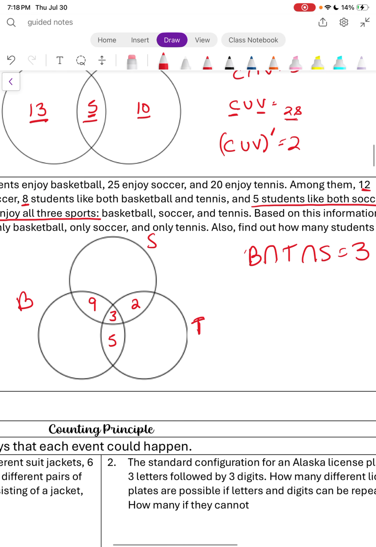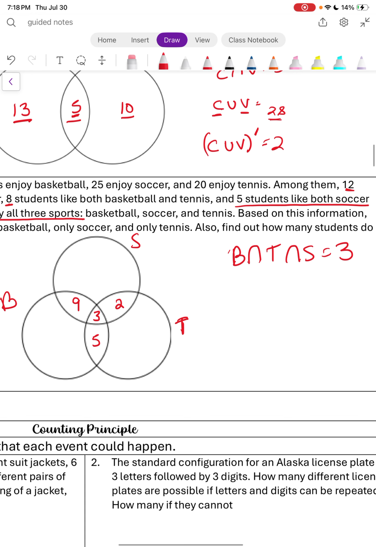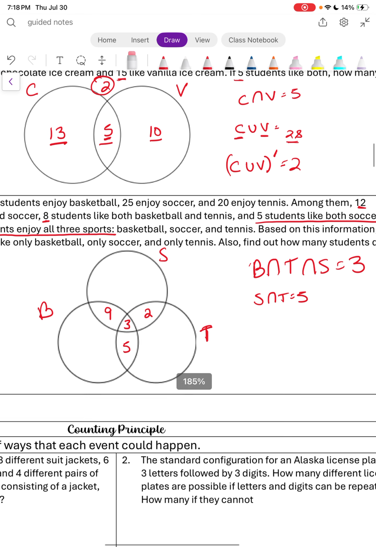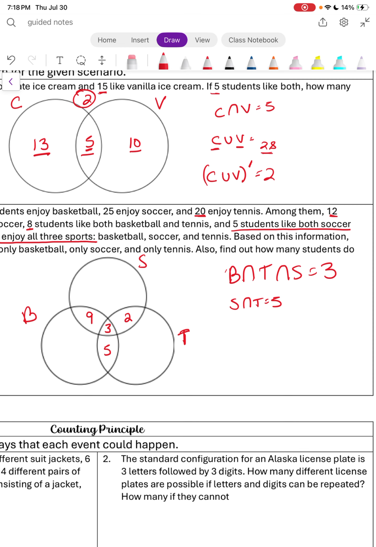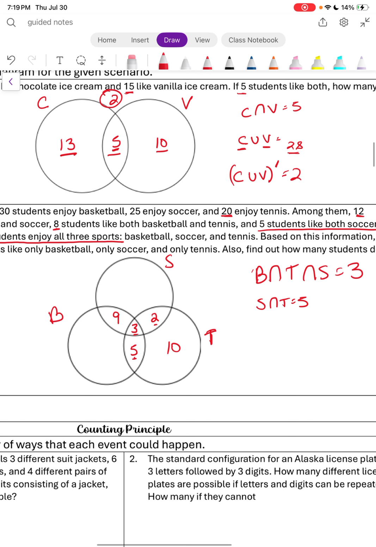Now, you don't have to, but just to show you, if I were to ask what's the intersection of soccer and tennis, it would be where those 2 circles overlap. So there are 5 students in the intersection of soccer and tennis, and you could do that for all 3, but we're not going to. So now we're back on our first line. 20 people like tennis. In the tennis circle, there are already 5, 3, and 2, which is 10 students. So there are going to be 10 more that like tennis, giving us a total of 20.